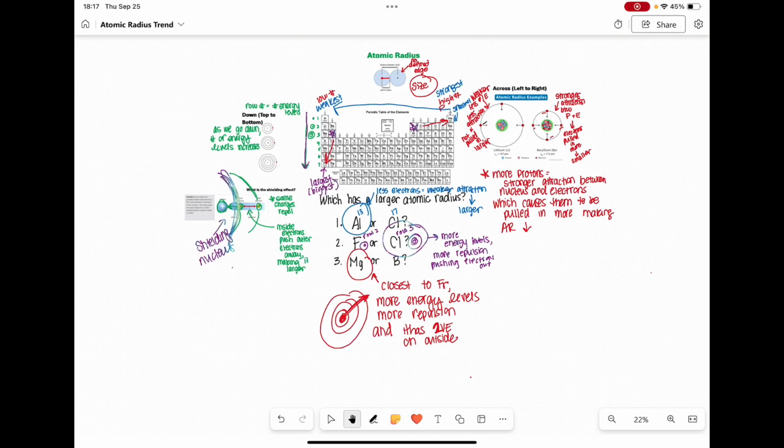So to sum up, as we go to the left and down the periodic table, our atomic radius will get larger. Reason being, there are less electrons as we go left. So there's not as much attraction pulling it in towards the center. And as we go down the periodic table, we have more energy levels. And those electrons on each energy level are causing repulsion between them, pushing them away.